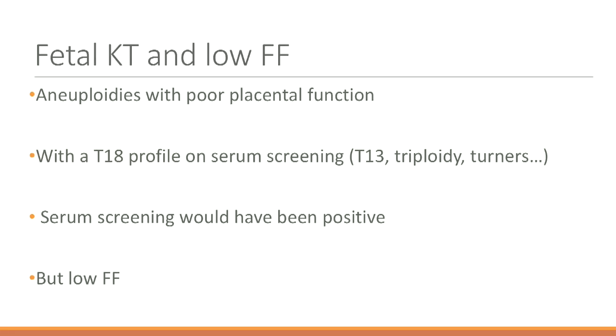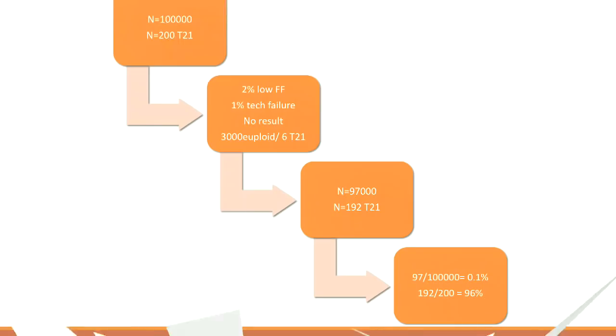Now, coming to the initial part that we talked about, a detection rate of 99%. I am just giving you an example to tell you that that is not true. For example, if you have 1 lakh women who go in for screening with NIPT, let us assume that out of that 1 lakh women, 200 babies are going to have trisomy 21. And if you have a 3% failure rate, the actual failure rate in real life scenarios would be around 5%, but let us take a conservative estimate of 3%.